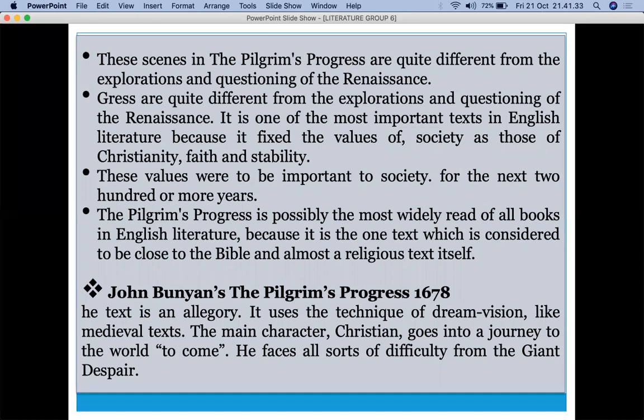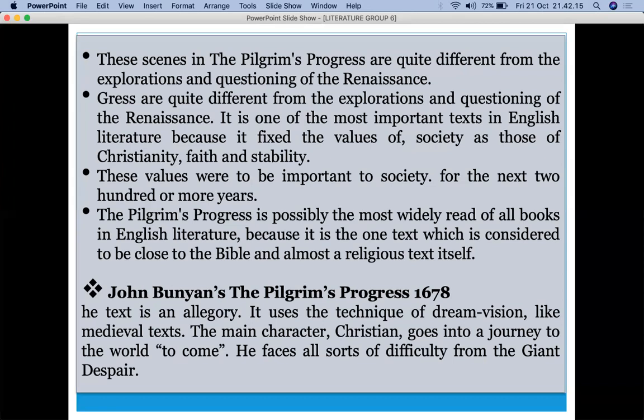It is one of the most important texts in English literature because it fixes the values of society as those of Christianity, faith, and stability. These values were to be important to society for the next 200 or more years. The Pilgrim's Progress is possibly the most widely read of all books in English literature because it is the one text which is considered to be close to the Bible and almost a religious text itself.